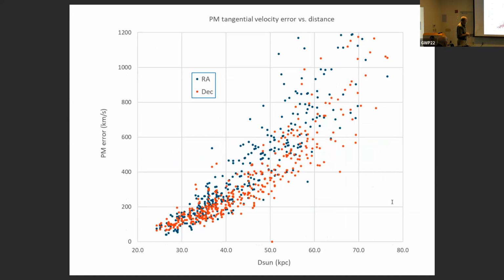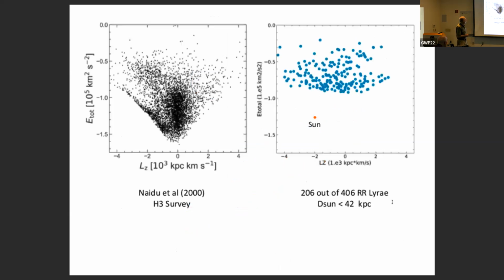And you can ask, what is the error in the proper motion, the tangential velocity that you derive, depending on the distance from the sun. And of course, it gets terrible because the stars are faint, the errors go up, and then they're further away, so the velocity error is even bigger. But if you just pick the closest ones, it's still kind of terrible. But I really wanted to be able to derive this diagram, which Anna knows very well, which shows the angular momentum around the z-axis of the galaxy and the total energy of the orbit.